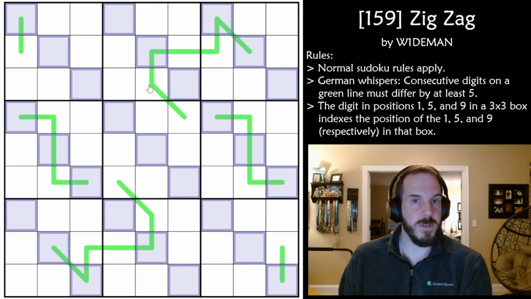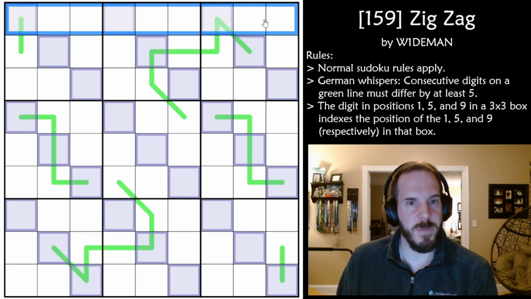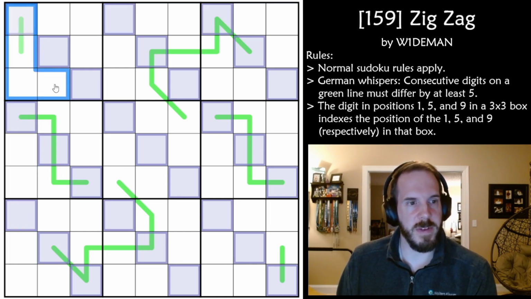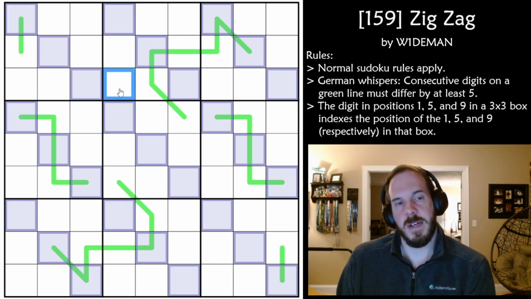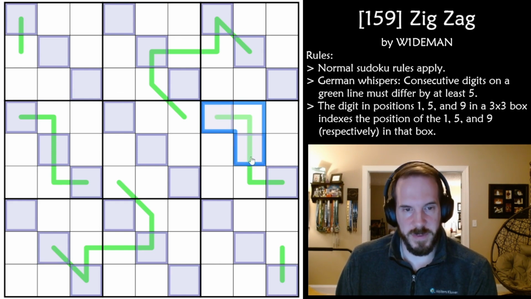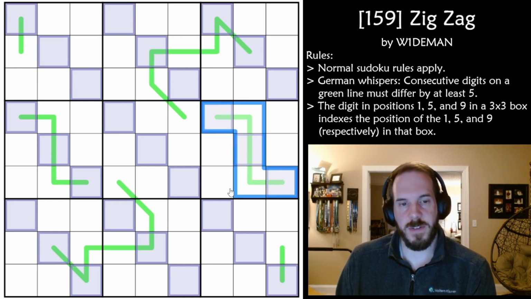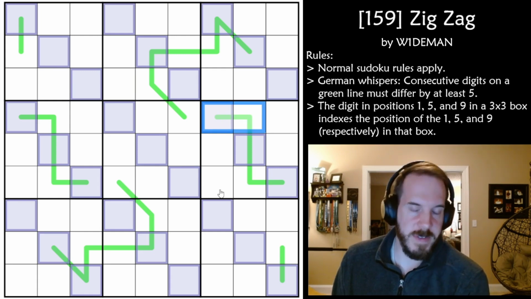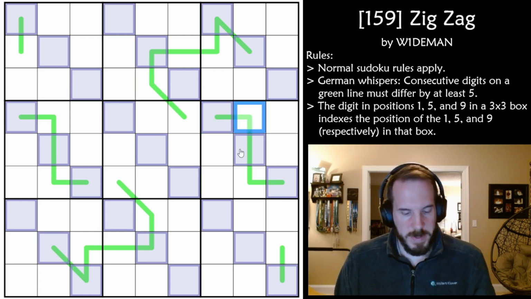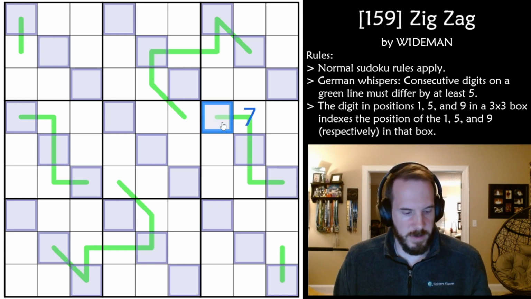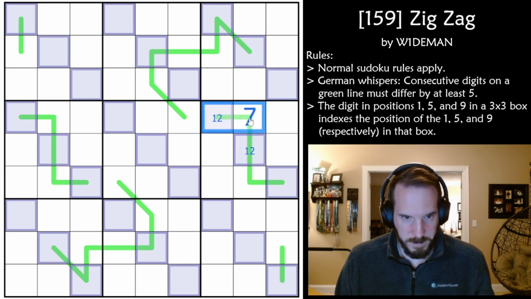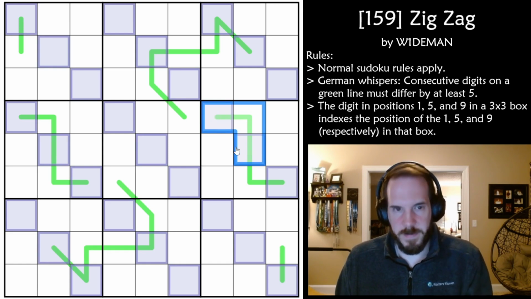So this puzzle uses normal Sudoku rules, so every row, every column, and every 3x3 box contains the digits 1 to 9 once each, with no repeats. We have German whispers lines, so adjacent digits along the line must have a difference of at least 5. So if I were to place a 7 in this cell, for example, the cells next to it would need to be at least 5 apart, so that would be either 1 or 2 in either direction. That's how those lines work.